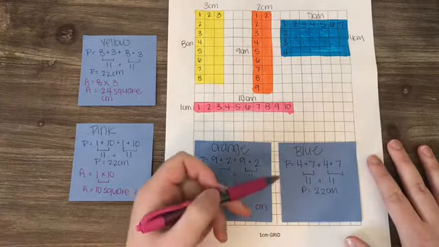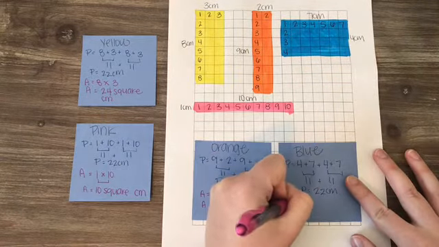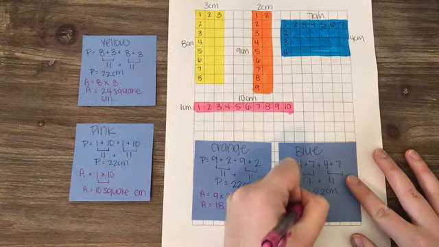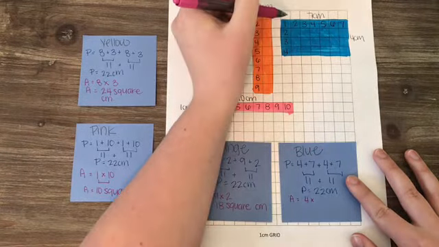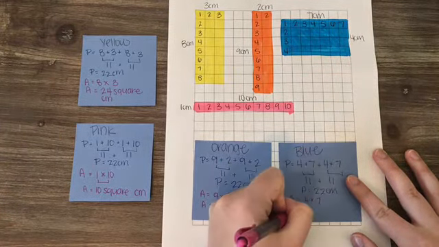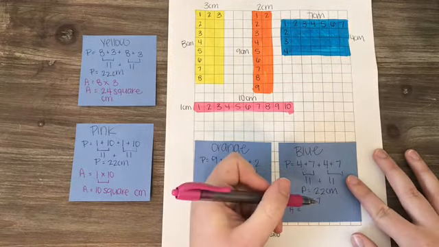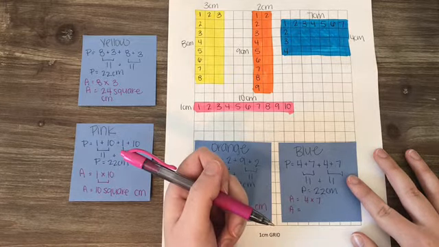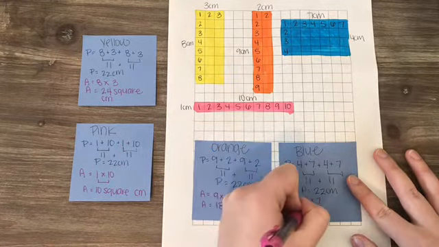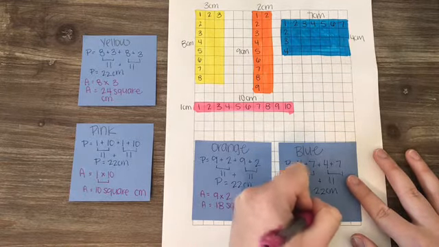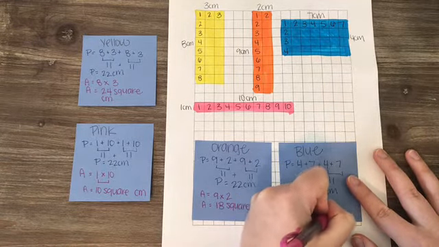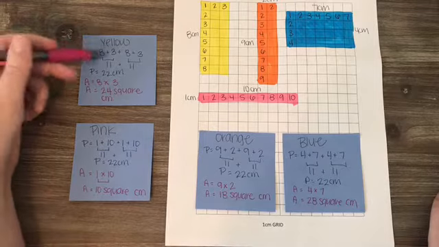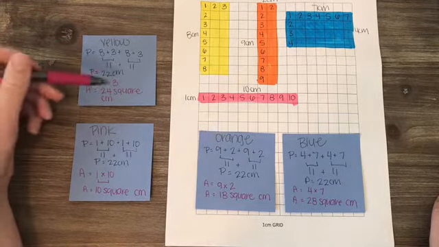All right, and then for our blue square, we're going to find the area by length and width. Our length is 4, and our width is 7. All right, so then 4 times 7. What is 4 times 7? Good, 28 square centimeters.